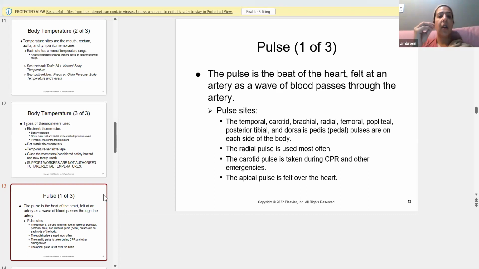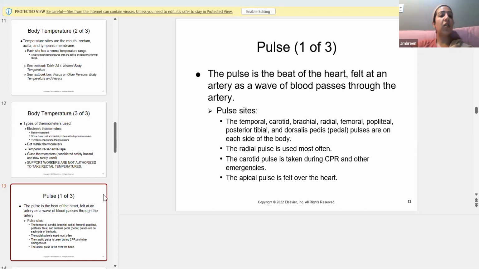We do have to know that there are various pulses. This is called radial pulse. We also have carotid pulse that are present here. We don't check both at one time because we might choke the person. We always put our hand and you will see, you can check on your neck.